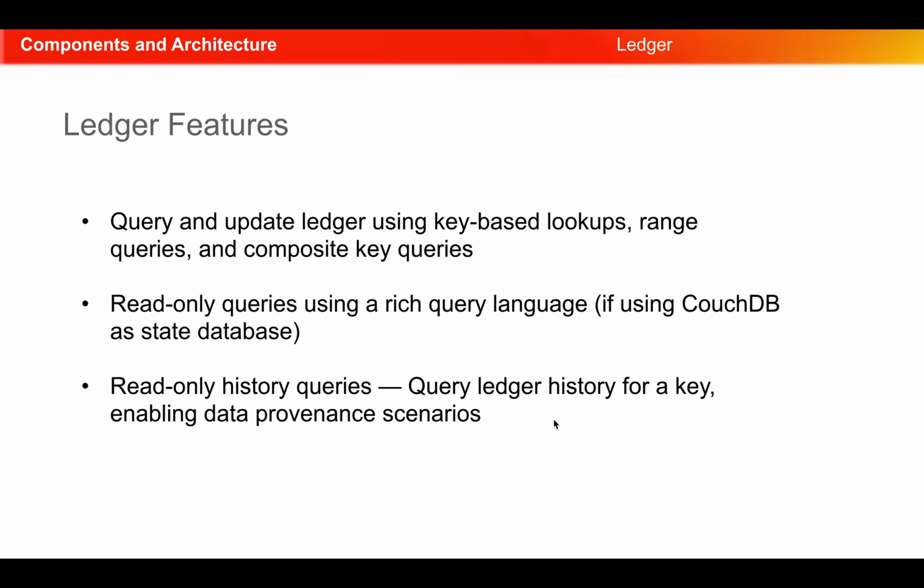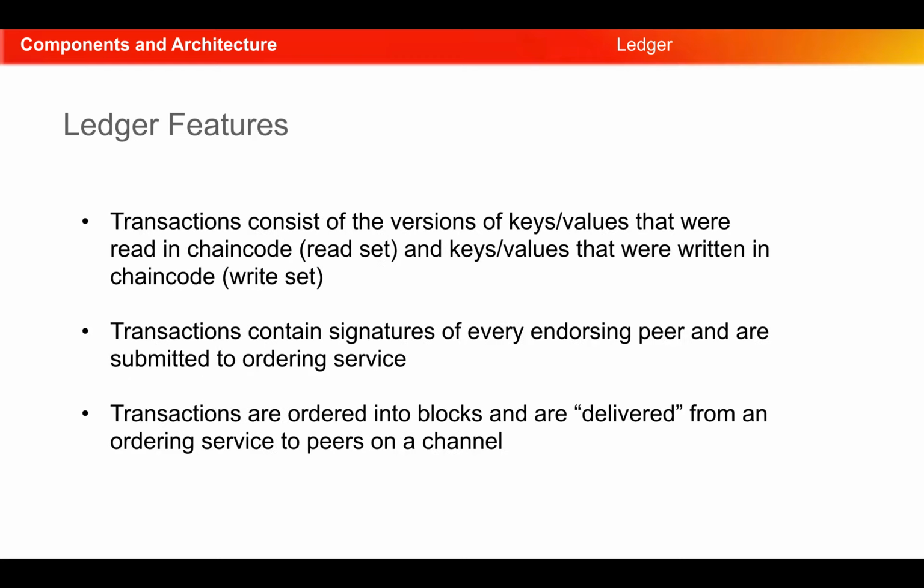Querying the ledger history for a key enables data provenance scenarios. Using the key of an asset, you can get the details of the asset, what all the states or stages that asset has been through. So you can get the history of that particular asset.